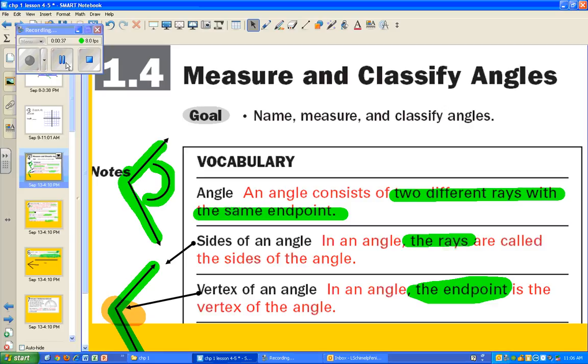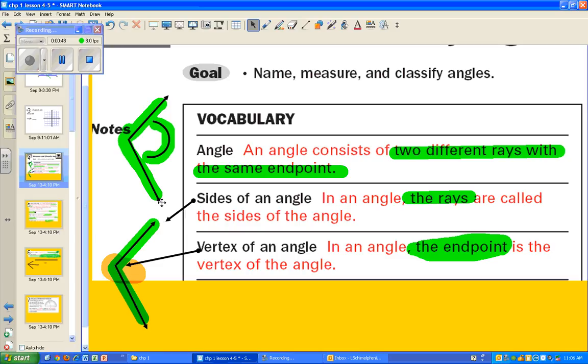The first thing, angle. What is an angle? It consists of two different rays with the same endpoint, and I have a picture there for you. Sides of the angle: the sides are the rays, and you can see that right there, and the vertex is the endpoint, and that's what holds the two rays together.